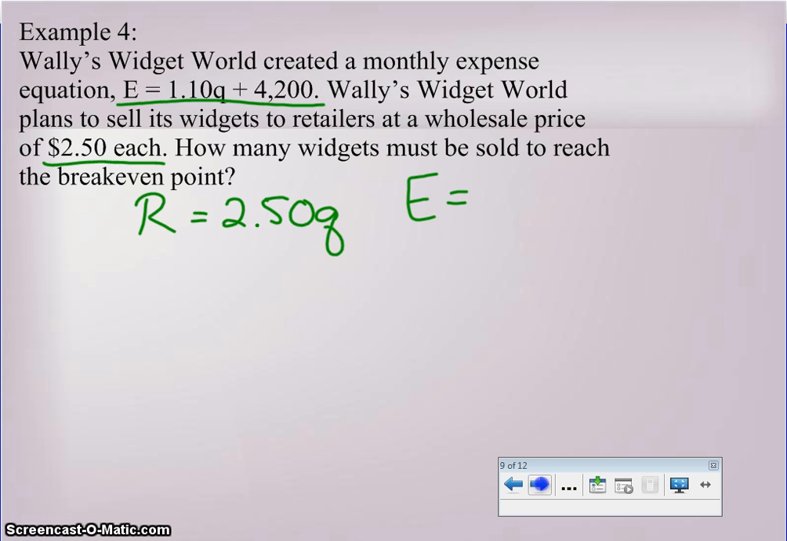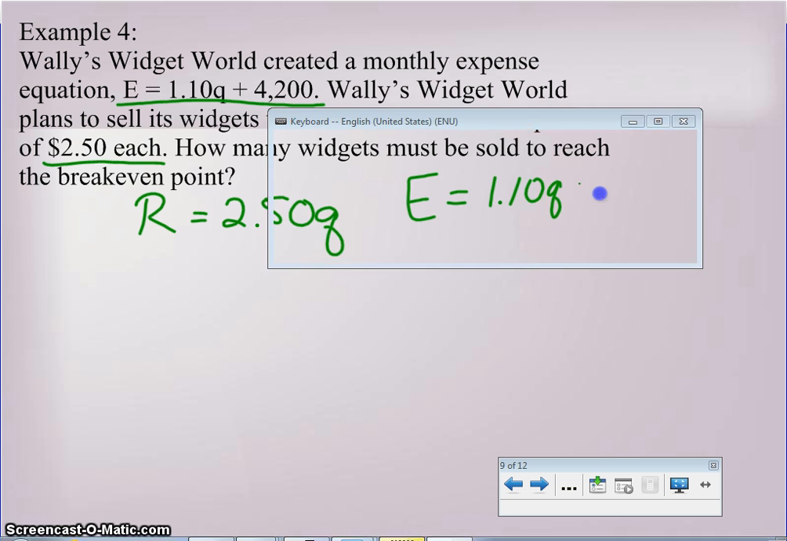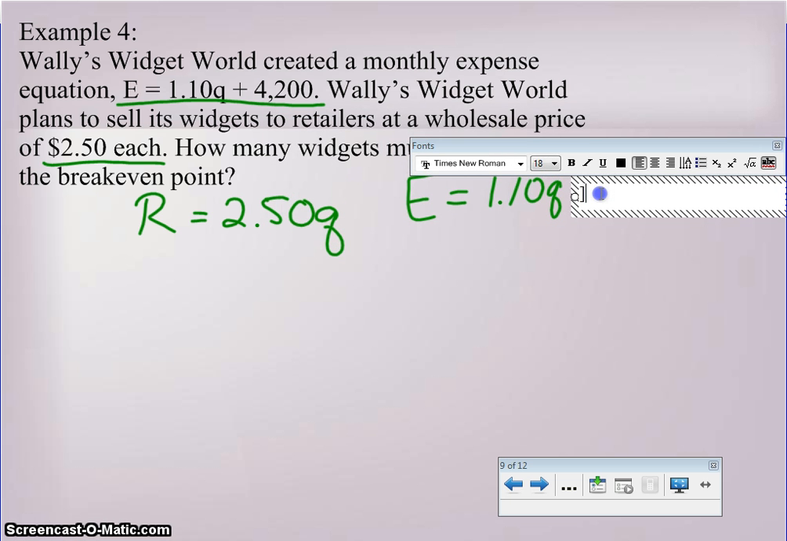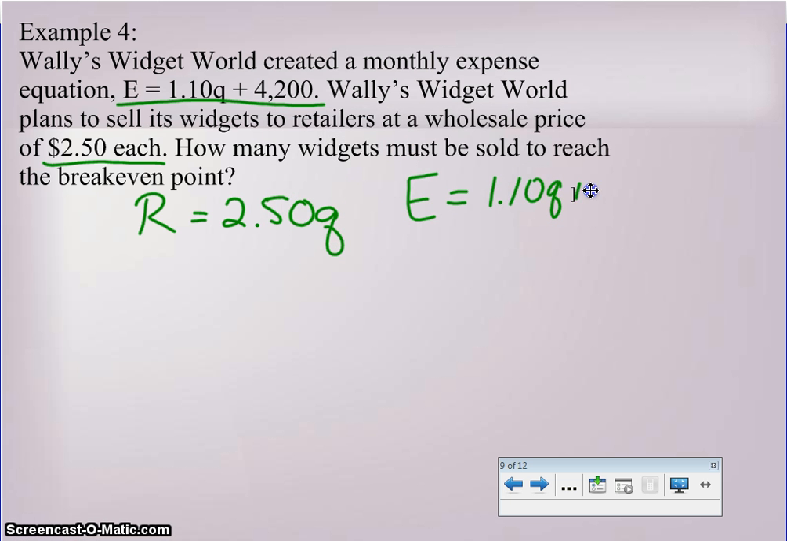I've already identified my expense equation as E equals 1.10Q plus 4,200. Sorry guys, not sure why this is doing this.